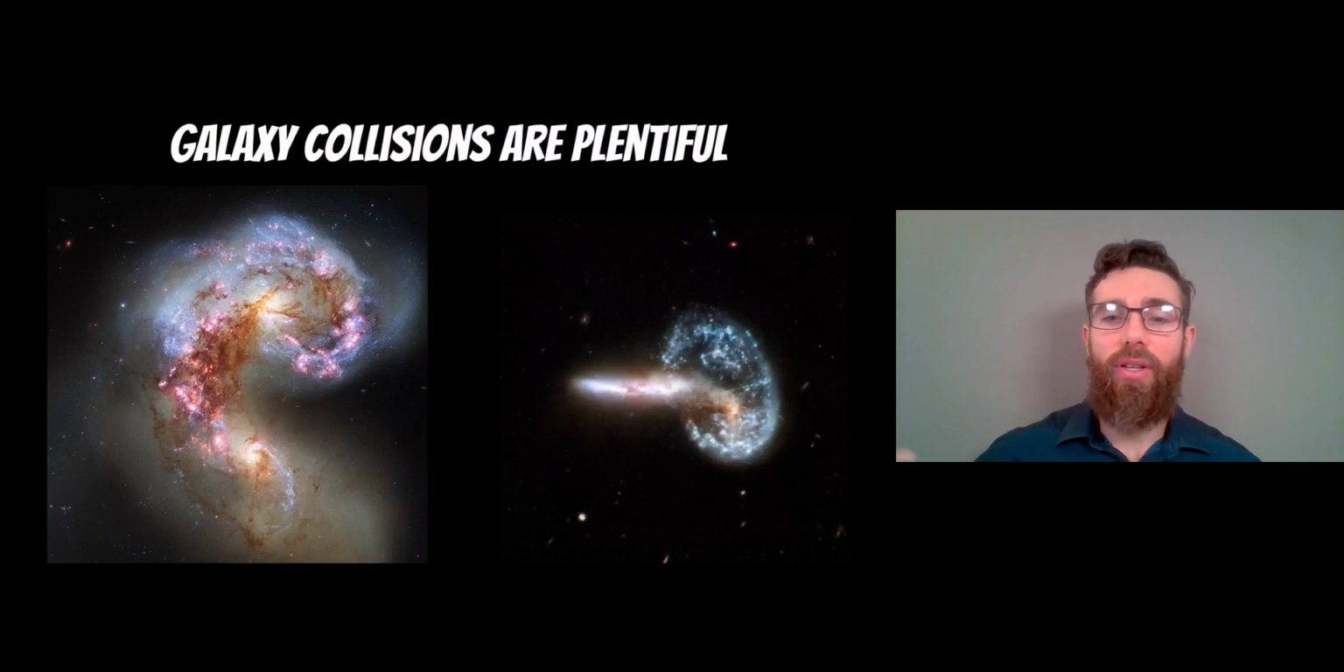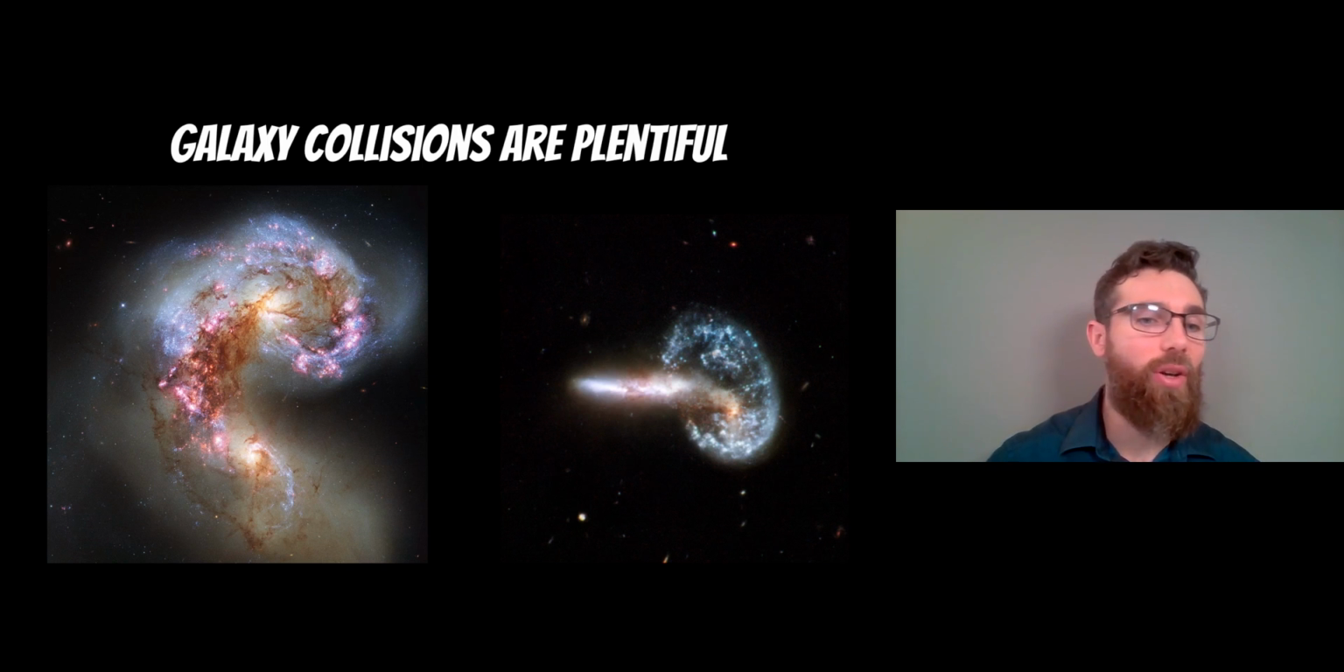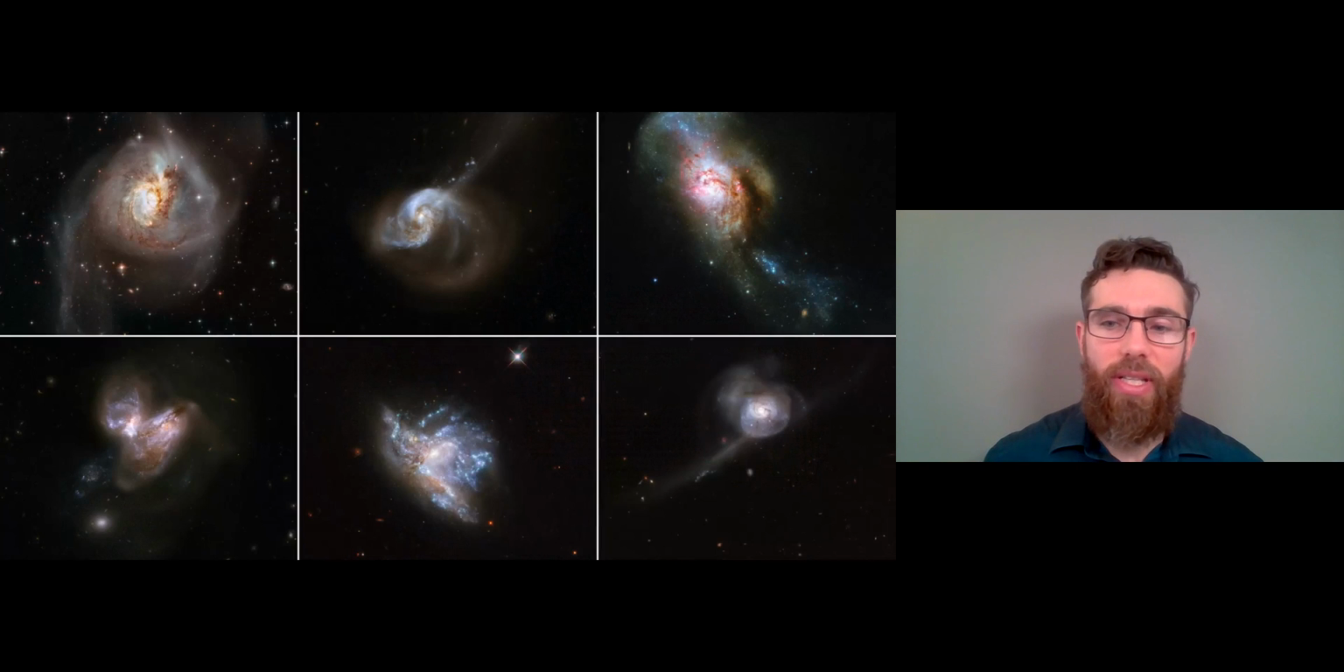Another reason why this theory might not be the best one to explain why we see galaxies as they are and how they form is that collisions between galaxies are quite plentiful. We can look out into space and find galaxies colliding all the time. We've got lots of images here of galaxies colliding, and it's a fairly common thing. This theory does not take into account the collisions between galaxies or merging of them.